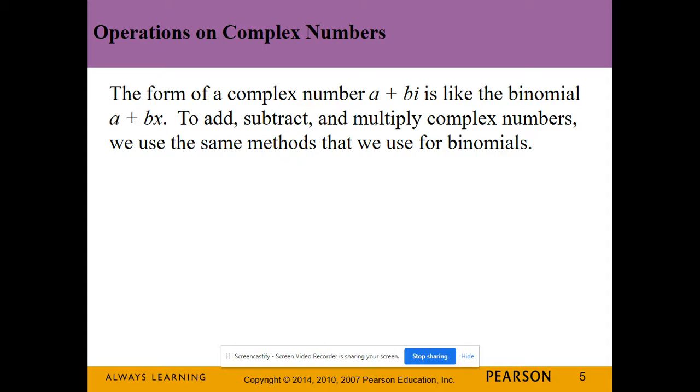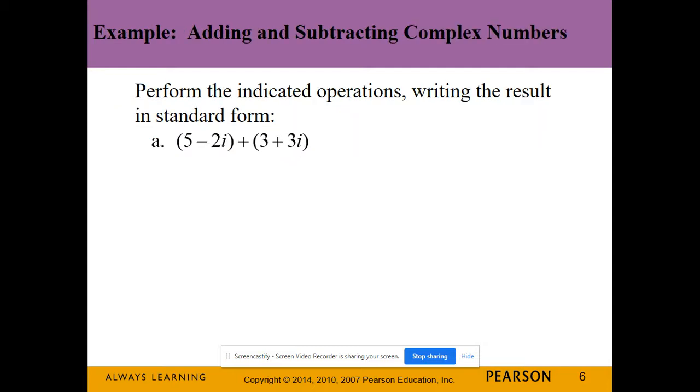Again, we talked about the form of a complex number being a plus bi. When we do operations, adding, subtracting, multiplying, you're going to treat the i like it's a variable just like x. So when we add these two together, we're just essentially combining like terms. So 5 plus 3 is 8. -2i plus 3i is i. That's it. And again, leave it in that form where the real number comes first, the imaginary number comes second.